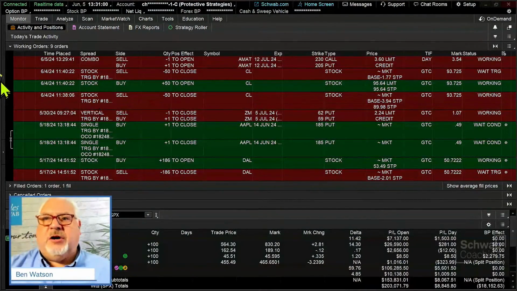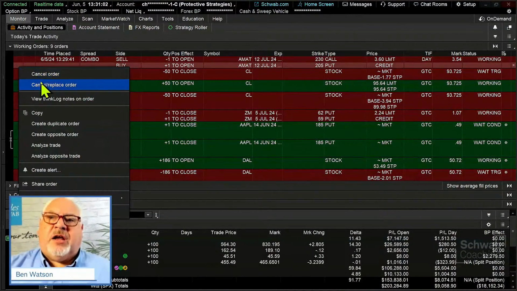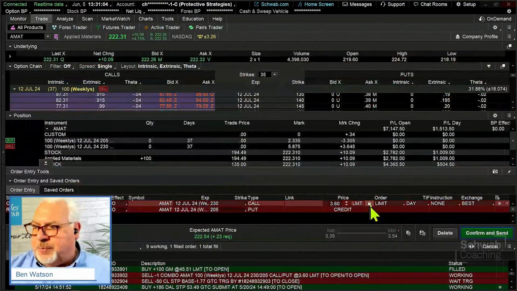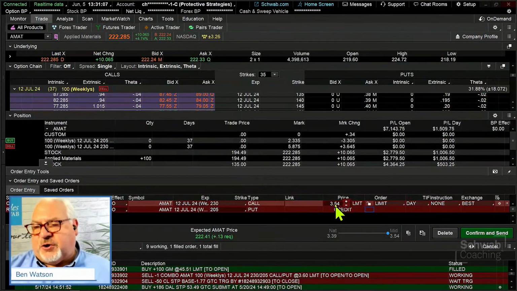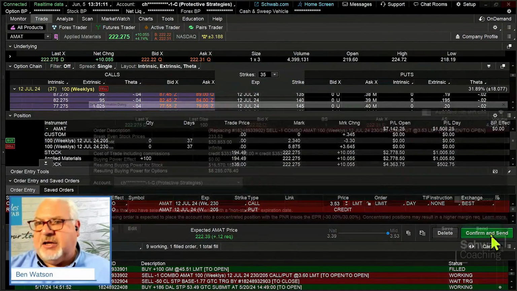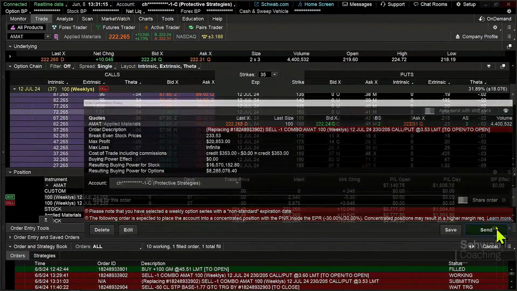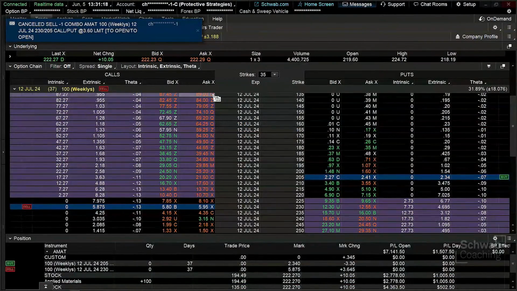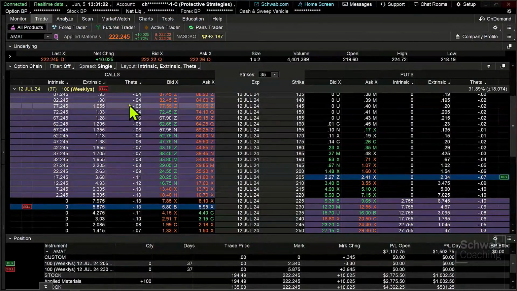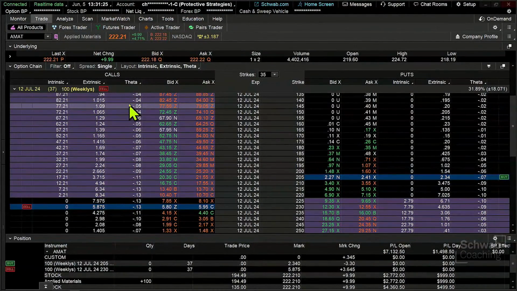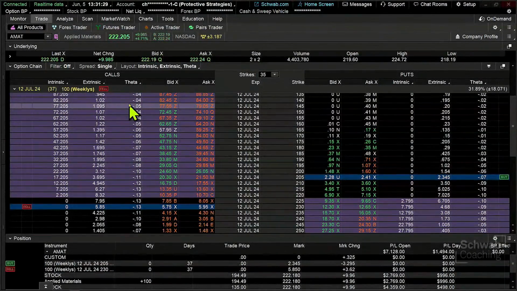So we'll take a look at our monitor tab here, and we see that that combination trade is working here. I'm going to right click and I'm going to cancel and replace this order. We're going to open up the limit here, kind of reduce our credit a little bit, see if we can get this order filled so that we can see it. I'm going to click on confirm and send, read through the order again, make sure that I'm aware of any alerts, and I'm going to click on send and fire that order off. We'll see if we can get that order filled. Okay. So that's a kind of step-by-step primer for putting together a collar strategy.